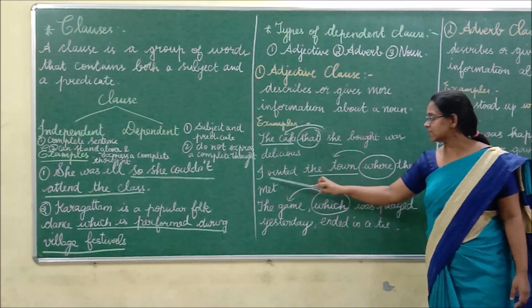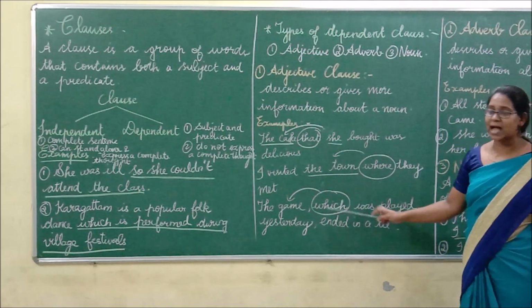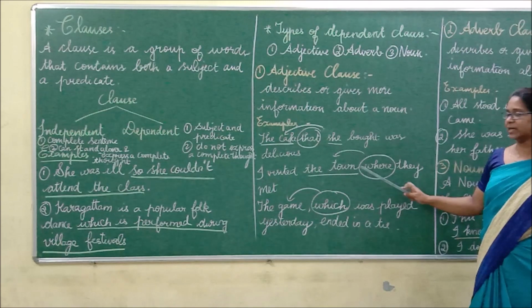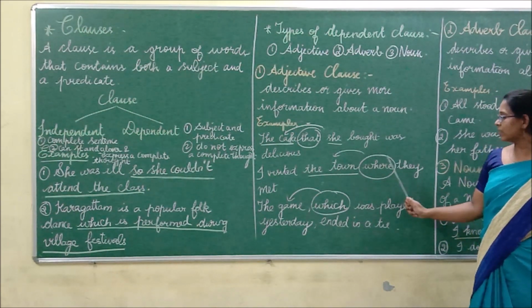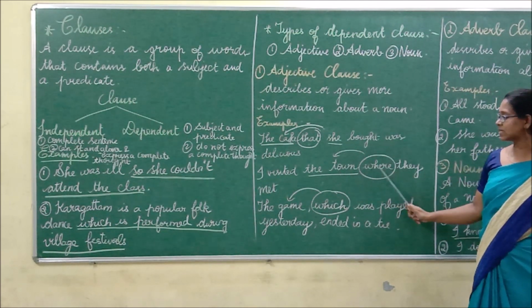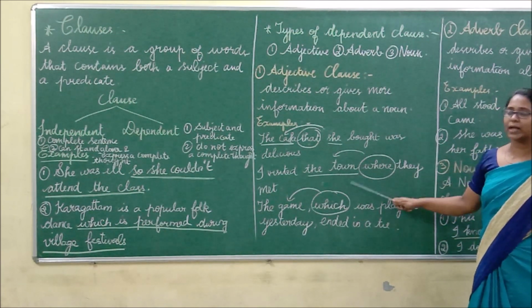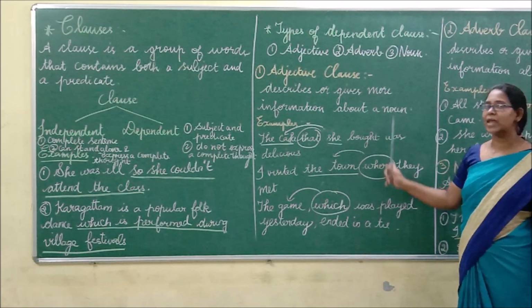Similarly, next: I visited the town where they met. I visited the town. What about the clause? Where they met is another clause. Here, where talks about the town, tells about the town. So that is the adjective class.